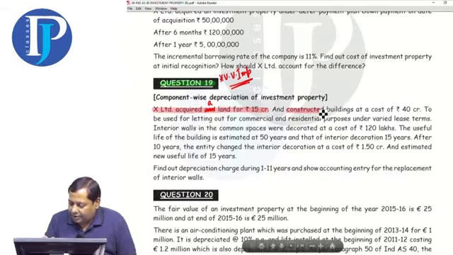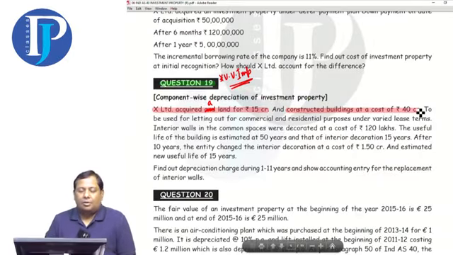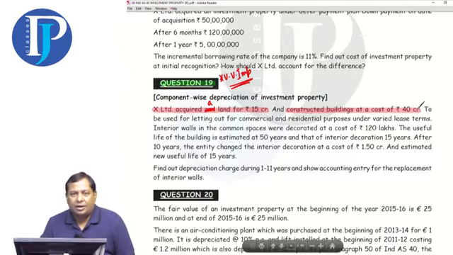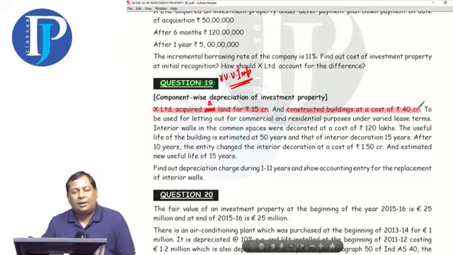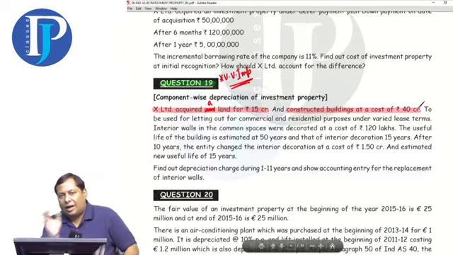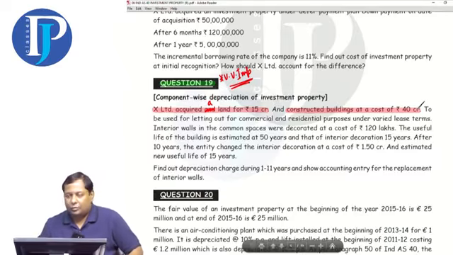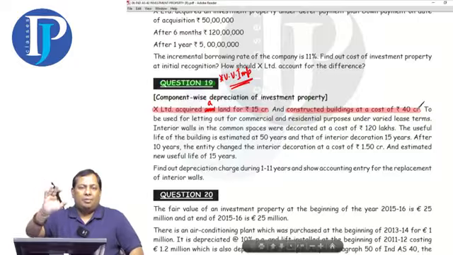and they have constructed a building on it of 40 crore. So the land is worth 15 crore and the building is worth 40 crores. Depreciation is not applied to land, but depreciation is charged on the building. So both land and building are separate. The building is of 40 crores and land is of 15 crores. So total is 55 crores. We'll look at the total later. First focus on the building.